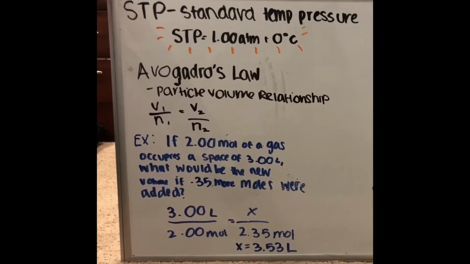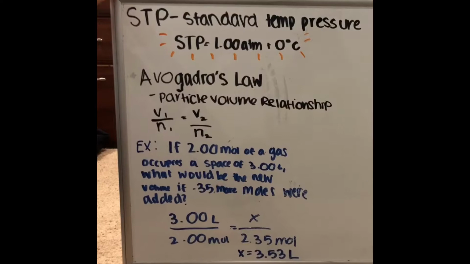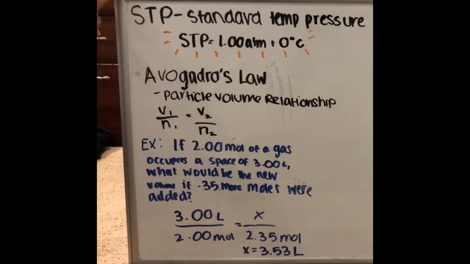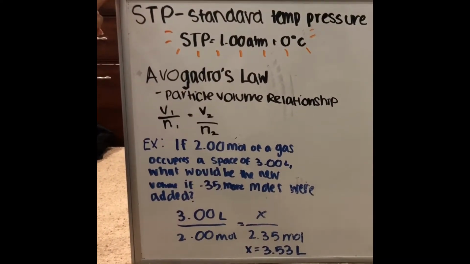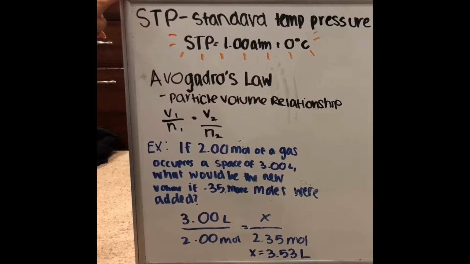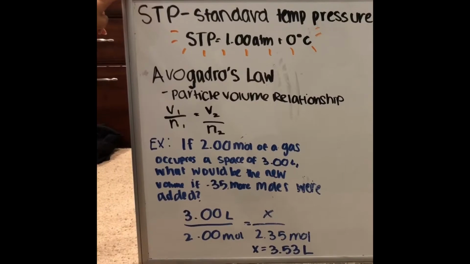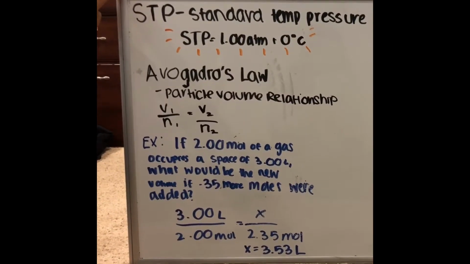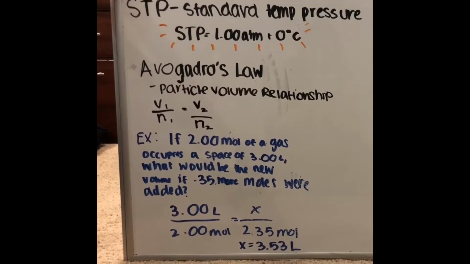Avogadro's law is the particle-volume relationship. It's modeled by the equation V1 over N1 equals V2 over N2. An example of this is: if 2 moles of a gas occupies a space of 3 liters, what would be the new volume if 0.35 more moles were added?